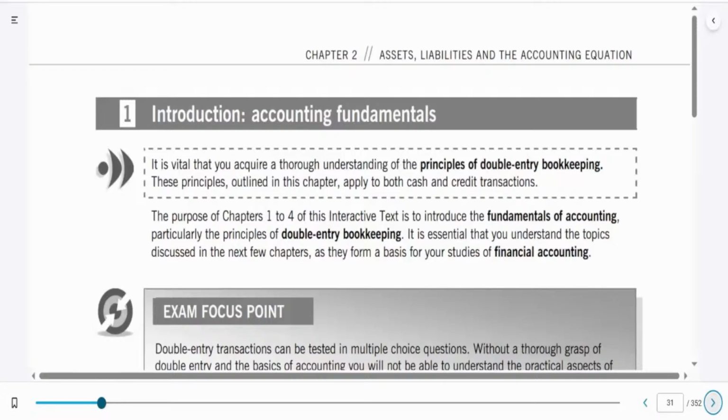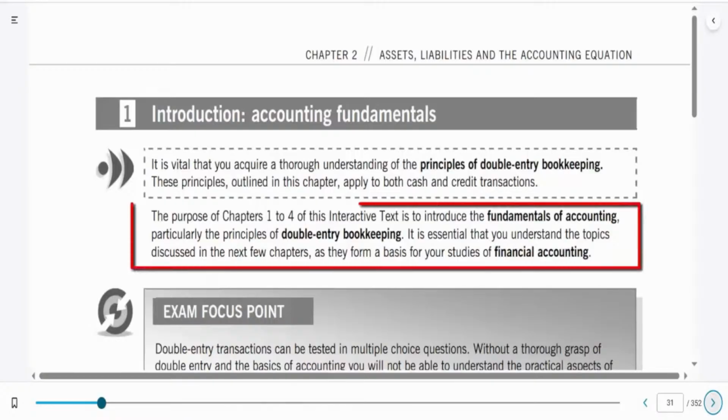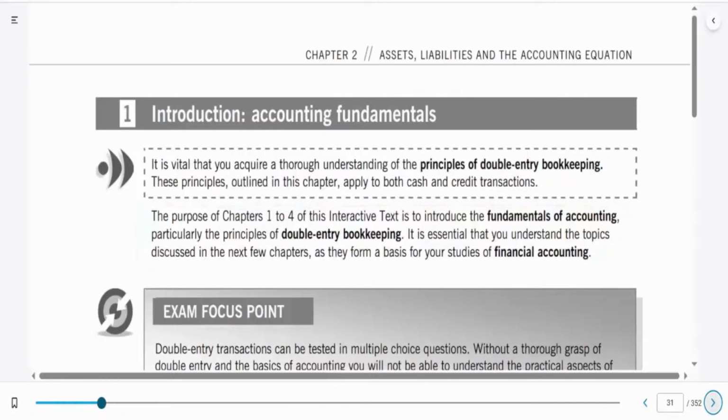Why these basics matter for your learning. The first few chapters of your course, chapters 1 to 4, are all about these fundamental ideas in accounting, especially double entry bookkeeping. These chapters are designed to give you the building blocks of accounting knowledge. It's essential to understand the basics presented here, as they'll help you handle all the topics that follow, including financial accounting. Think of these chapters as your foundation. If you understand them well, the rest of accounting will be easier to grasp.